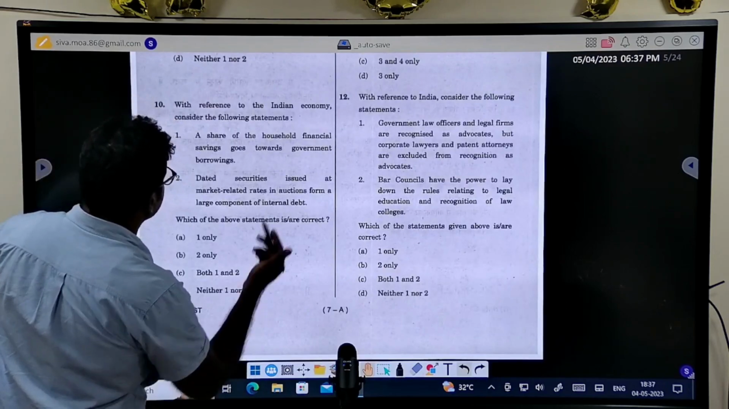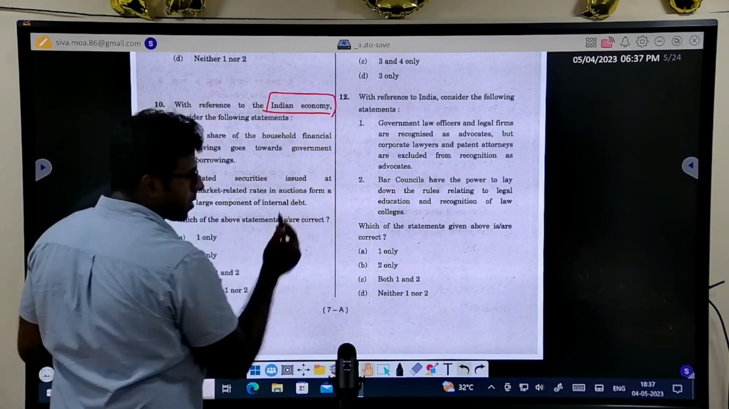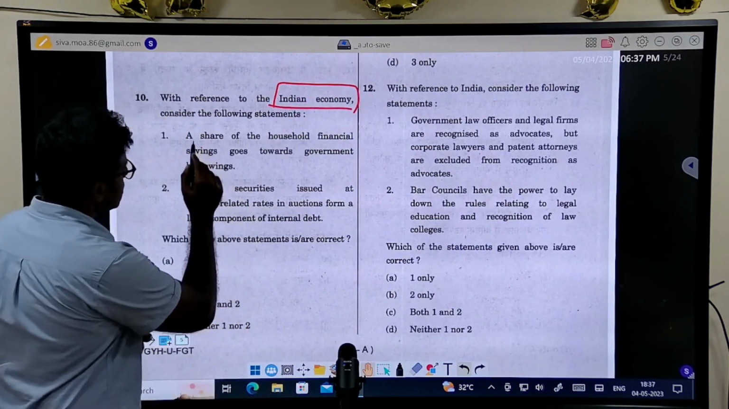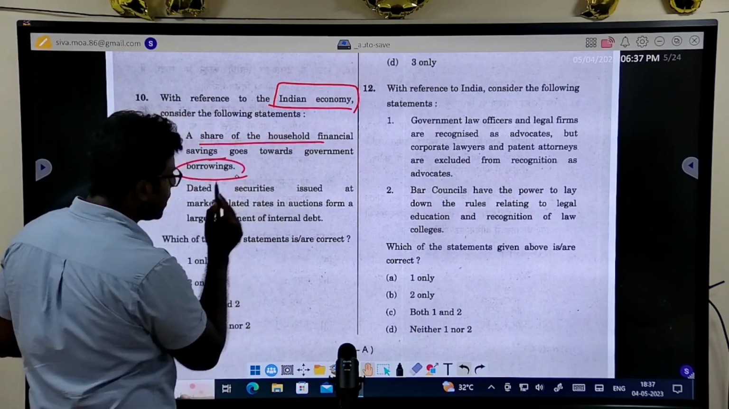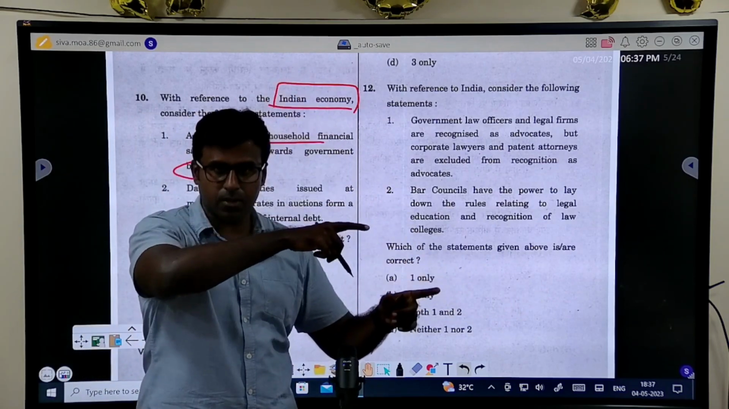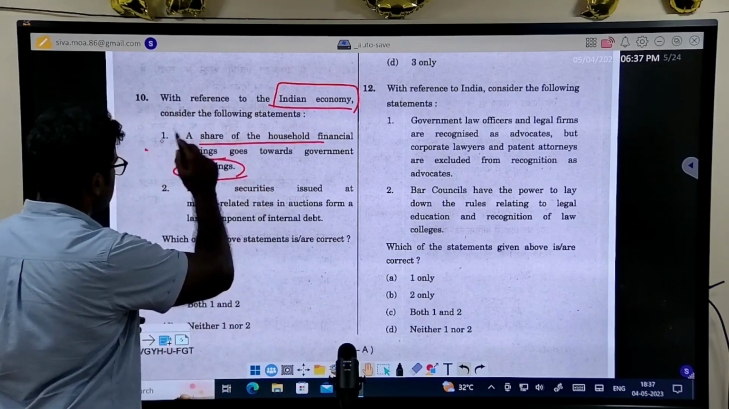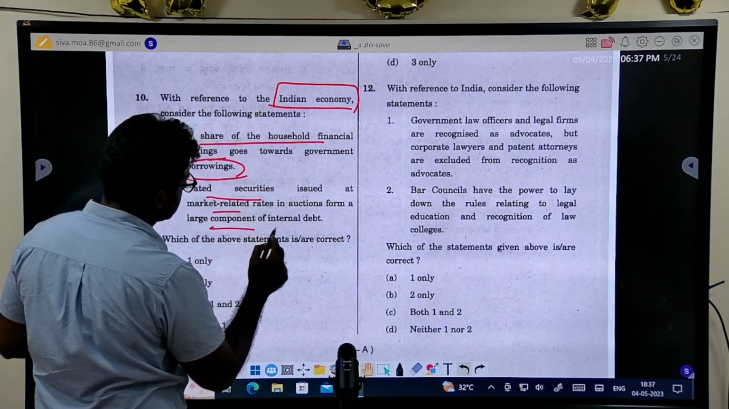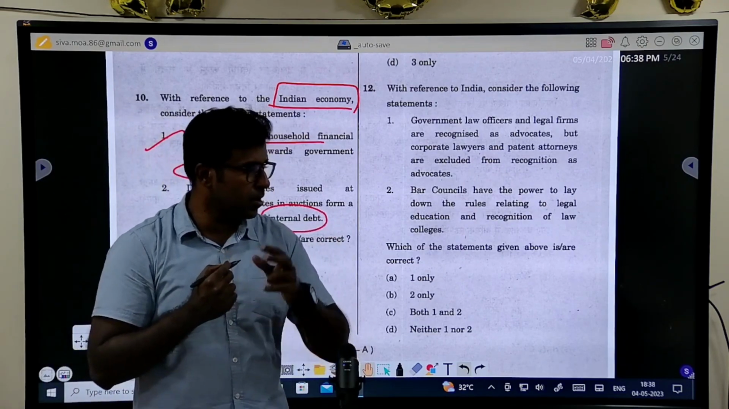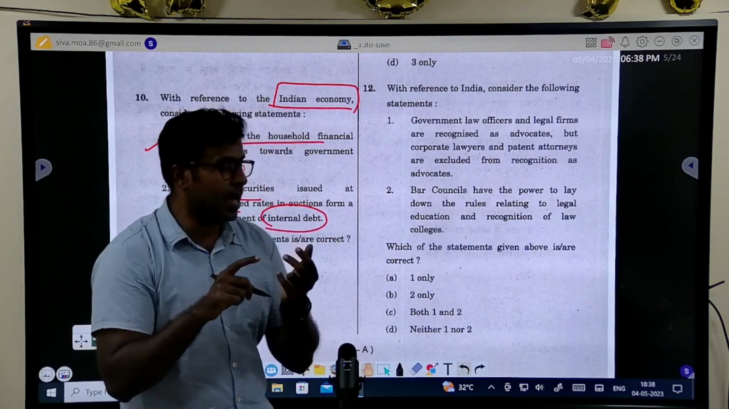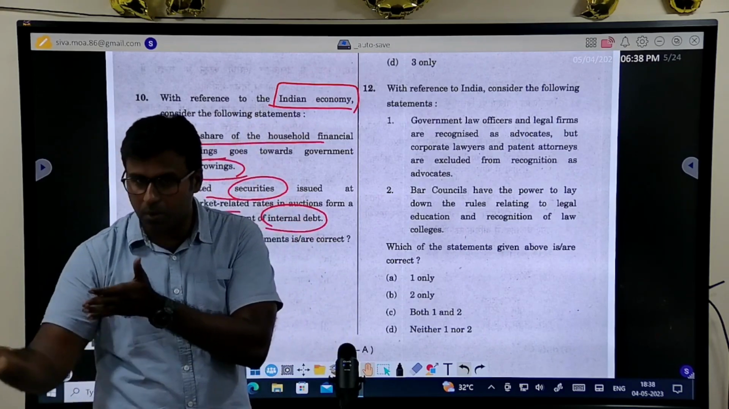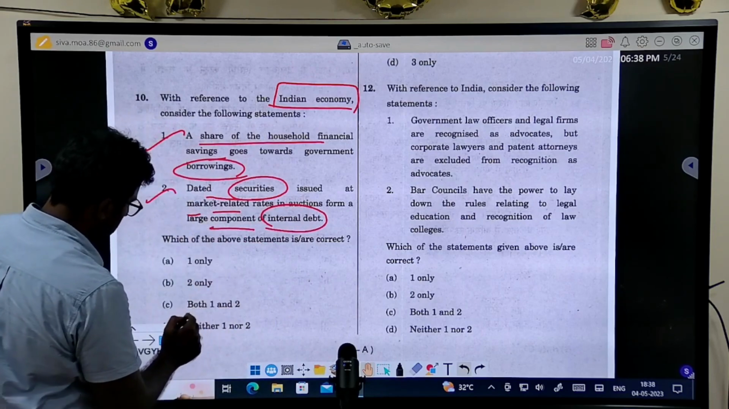With reference to the Indian economy, the share of household financial savings definitely goes towards this. Your money, my money, everyone's money goes to some bank or some savings, and then goes to some project. This is true. Dated securities issued and market related, it's true. There is an internal debt. Two debts are there: external debt and internal debt. Internal debt is actually financed through these securities. If you look closely, internal debt is market borrowing by dated securities. So this is also true. So both.